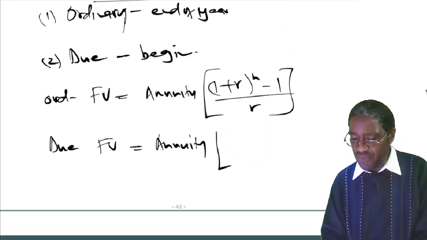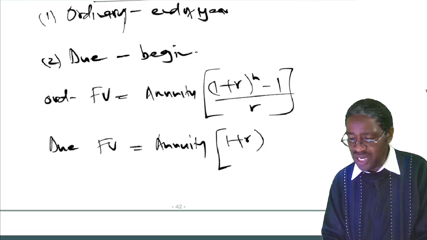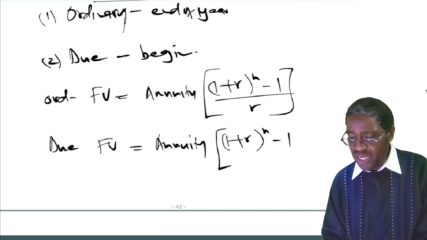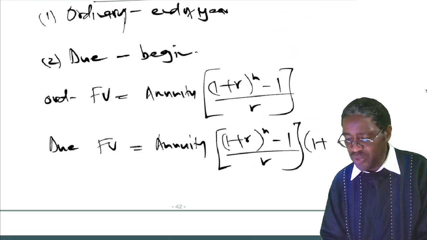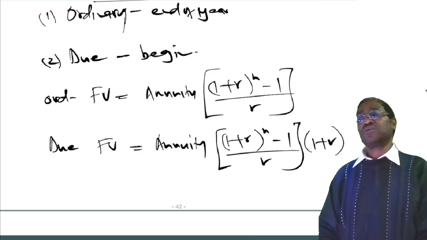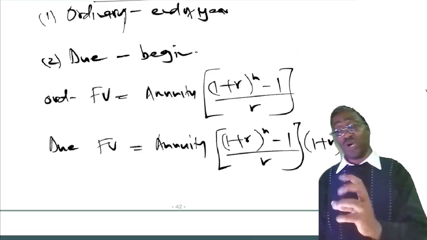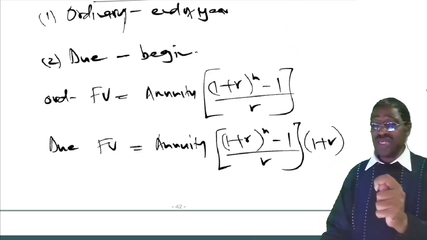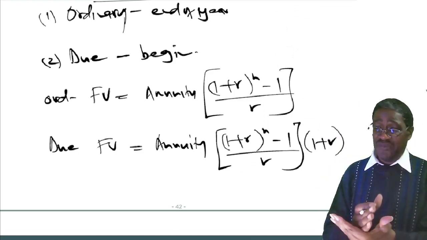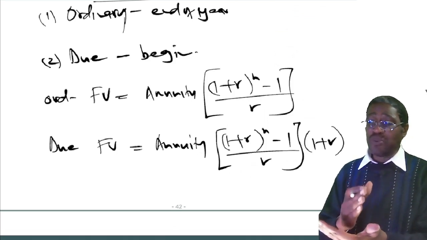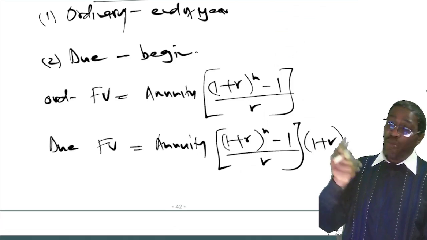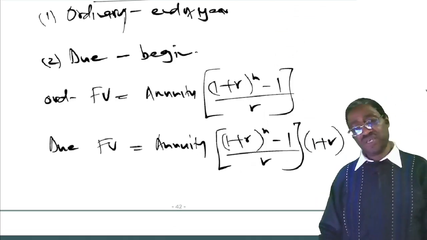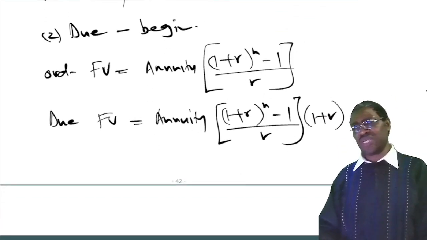So it is the same formula we said, which is 1 plus r to the power of n minus 1, everything divided by r. But this time you multiply that by 1 plus r. If the rate is 10% every year, you are multiplying by 1.1 to add an extra component of interest every year. Good. That was just a reminder.